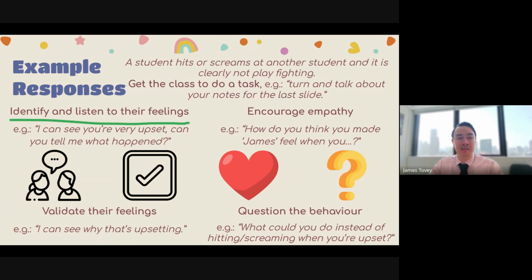Next, identify and listen to the feelings. You've got two parties in this situation: one student that hits or screams, or both, and another student that's been hit or screamed at. You want to address both parties, of course. Identify and listen to their feelings. You can say something along the lines of, "I can see you're very upset. Can you tell me what happened?" and get their perspective. Don't just say, "Hey, you shouldn't be hitting people. You shouldn't be yelling at people."